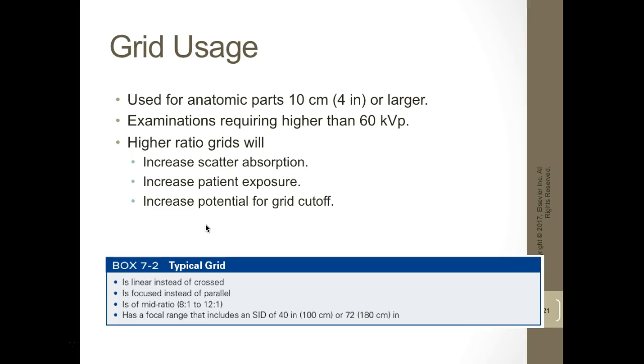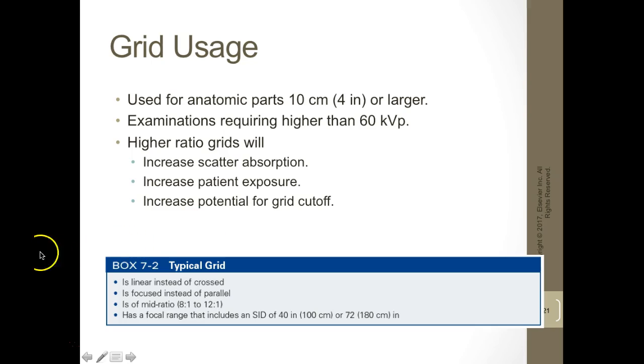So the higher the ratio, grids will increase the scatter absorption, and increase the patient exposure. Why are you saying it increases the patient exposure? Because the grid is after the patient, it's in the remnant beam, and if it's absorbing a lot of the photons, we have to increase our mAs. When we increase our mAs, that's directly related to patient dose. So it is an increase in patient exposure when we use a grid, but our image quality is so much better. So it's a trade-off. And you increase the potential for a grid cutoff.